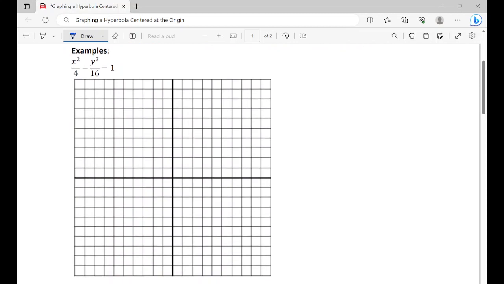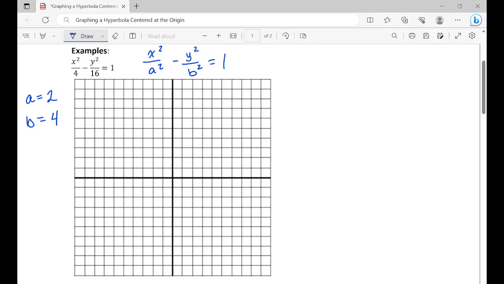So let's start off with our first hyperbola, x squared over 4 minus y squared over 16 equals 1. So I know this is in the basic form of x squared over a squared minus y squared over b squared equals 1. And from here I can figure out what a and b are very easily. a squared is equal to 4, so that means a equals 2. And b squared is 16, which means that b equals 4. So that's easy enough.